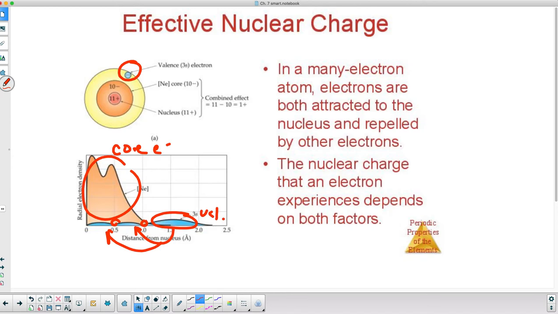So the nuclear charge that an atom experiences depends on both factors, not just that they're opposite charges, but also how far away it is. And don't forget, these core electrons are pushing off, they are repelling the valence electron. So all these factors filter into or make up the effective nuclear charge property.